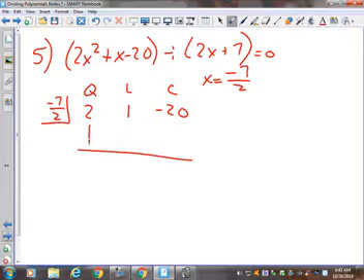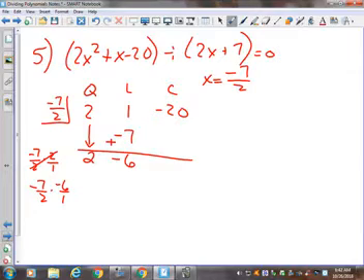When I bring my first number down, I have to do negative 7 halves times 2. So put the 2 over 1, cancel those 2's, and that makes negative 7. Then you add that column and get negative 6. Then you do negative 7 over 2 times negative 6 over 1. 2 goes into 6 3 times. 2 negatives multiply to be a positive, and 7 times 3 is 21. And that gives me a remainder of 1. Now I could go and check that, but I know that's the remainder.